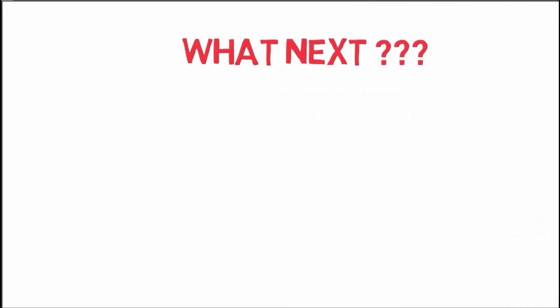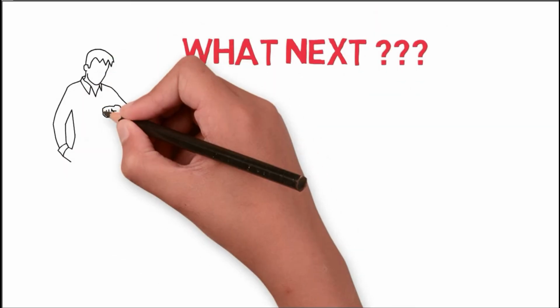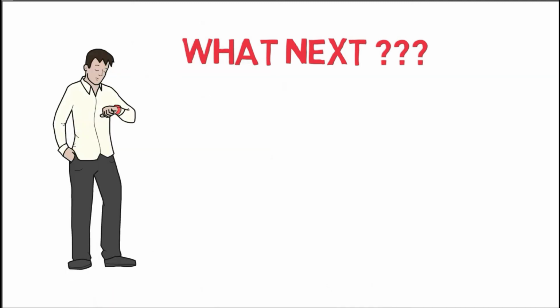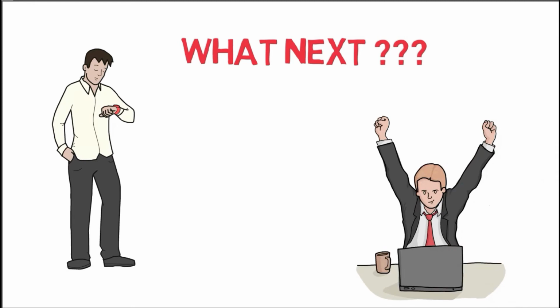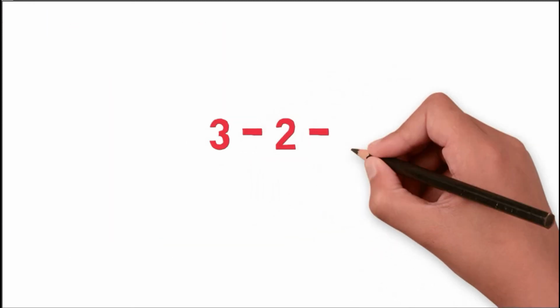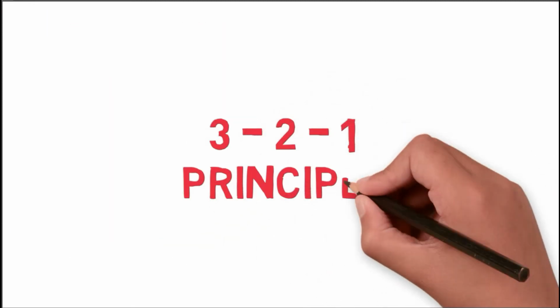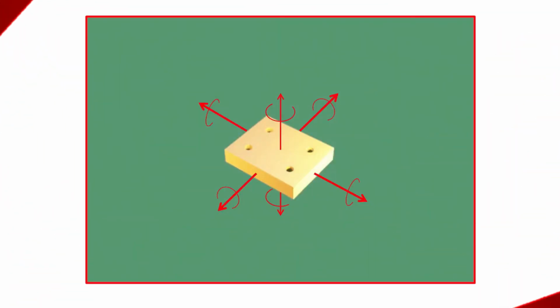We've seen all the introduction. Now what's next? You are getting anxious about this whole topic. The main part of designing this masterpiece goes through one single topic, that is the 3-2-1 principle. To understand this concept, first we need to know the total degrees of freedom of a given object in space.